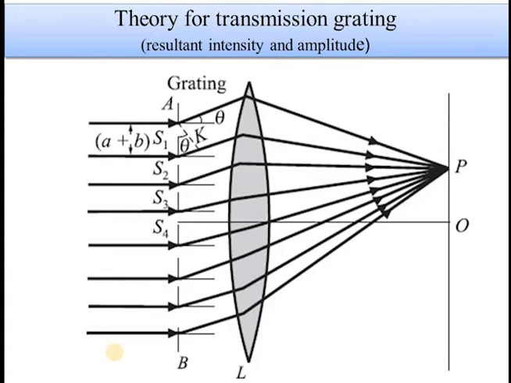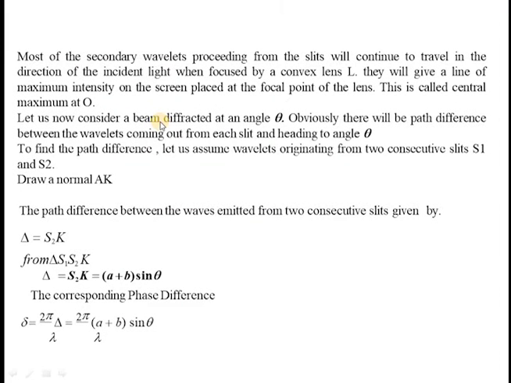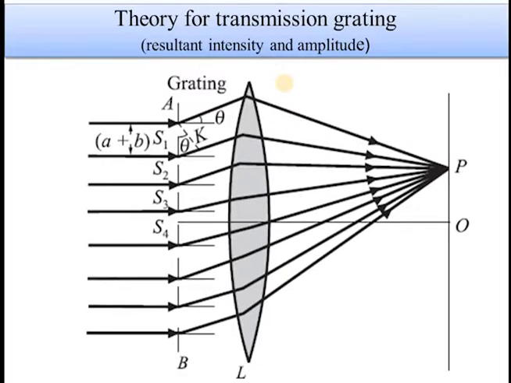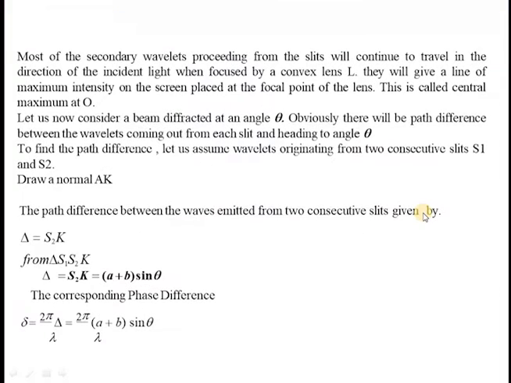And this is the enlarged picture. This is the slit S1, this is the slit S2, this region is A plus B, and each of these regions is A plus B. Most of the secondary wavelets proceeding from the slits will continue to travel in the direction of the incident light when it is focused by a convex lens. Most of them travel a distance so as to reach the point O.